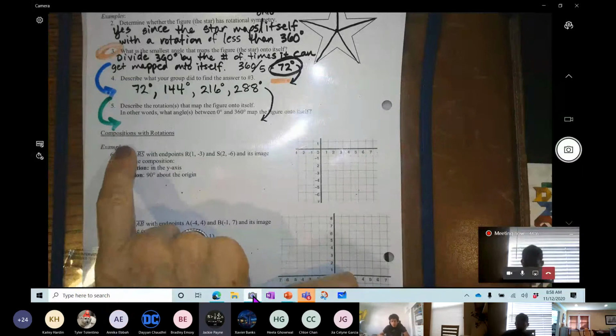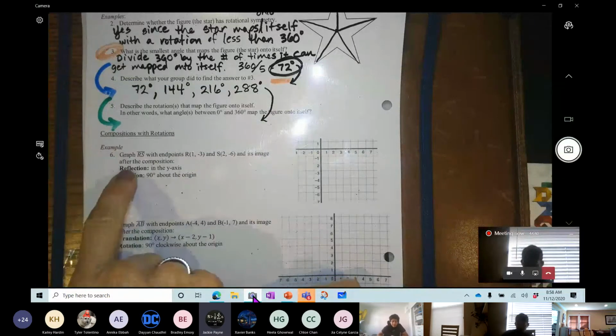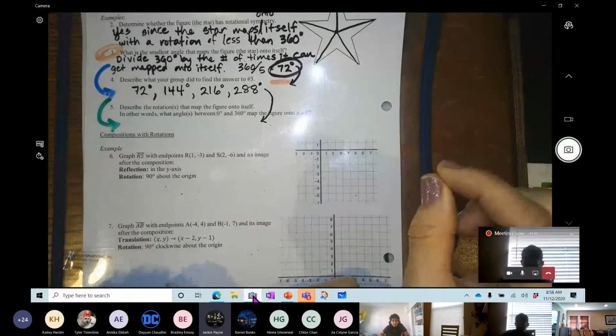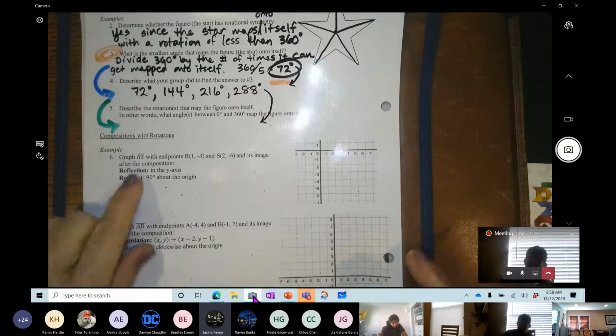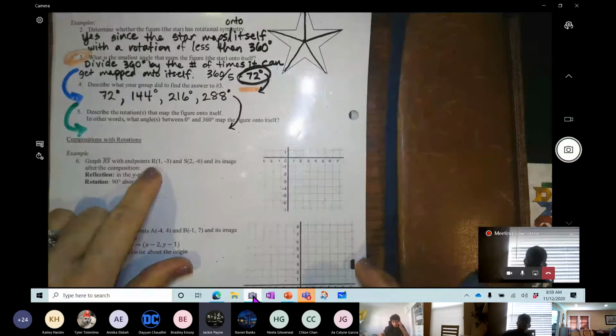So what you're going to do is you do them in order. So if it says reflection first, you have to do that first. And you just write out your rules, and then you will know what your points are with the image. So we're just going to start with a simple segment, RS. So RS has segments 1, -3.